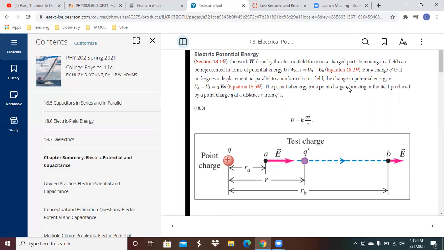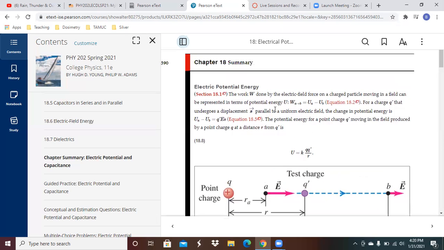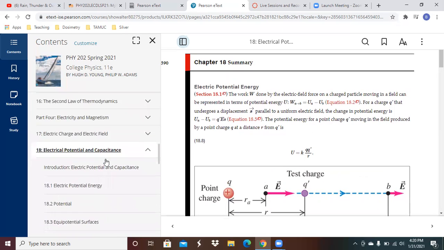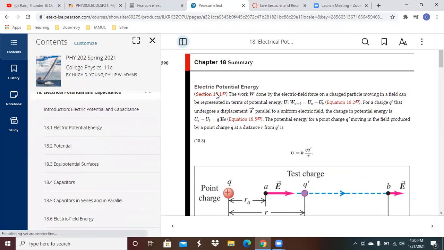So the potential energy for a point charge moving in a field produced by a charge Q that is a distance r away is going to be this. That's how we describe the potential energy here. So that's the general description of what's going on. So let's actually go to 18.1.